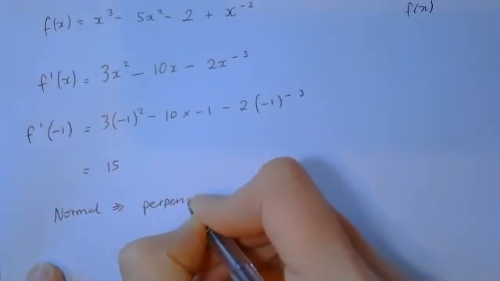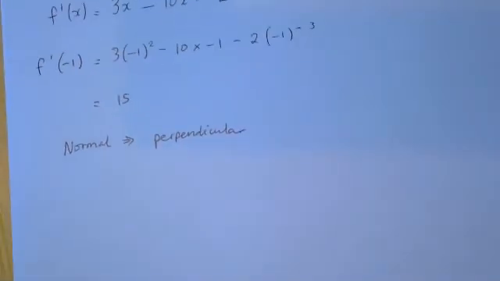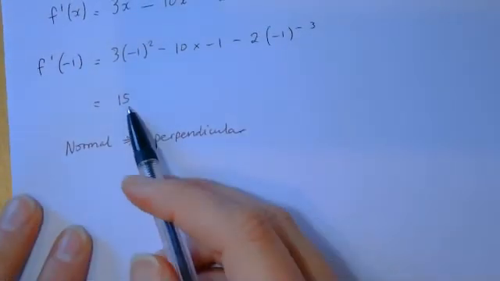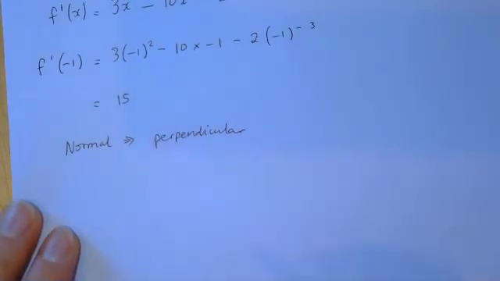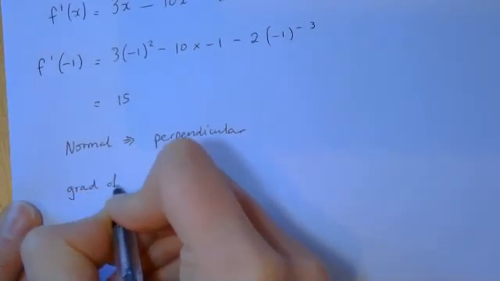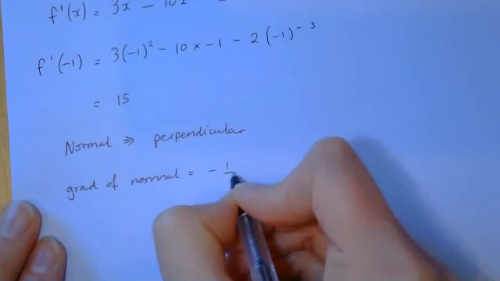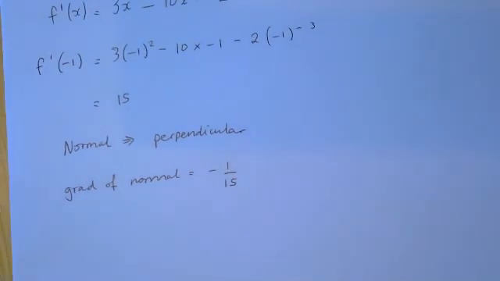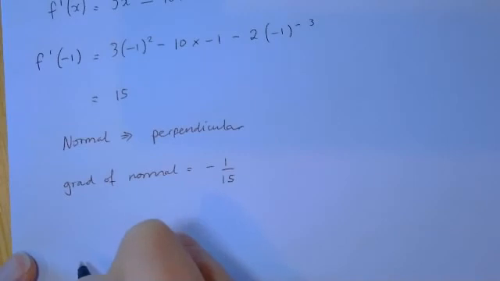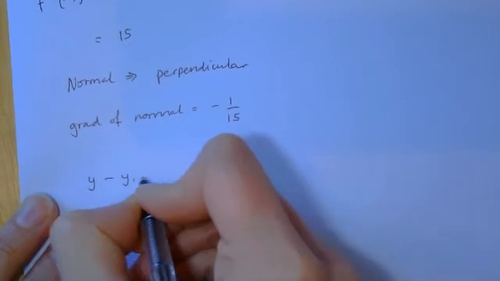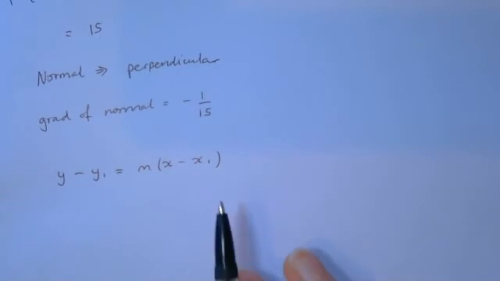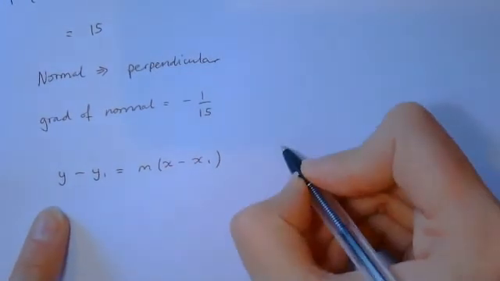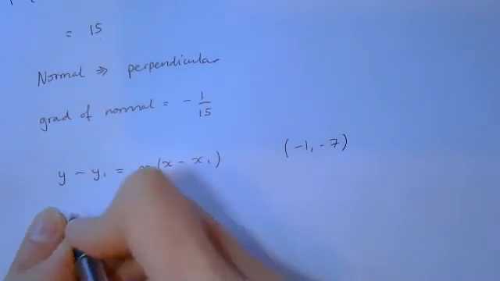Now I want the normal. So remember, for a normal, we're looking for something that's perpendicular. So remember what is true if we want to find a perpendicular gradient. We flip the gradient upside down and we give it a minus sign. We find what we call the negative reciprocal. So the gradient of the normal, I'm going to flip that upside down and give it a minus sign. Right, now I've got my point, I've got my gradient, so I'm going to use y minus y1 equals m times x minus x1. Now you could at this point use y equals mx plus c and find c. That will also work.